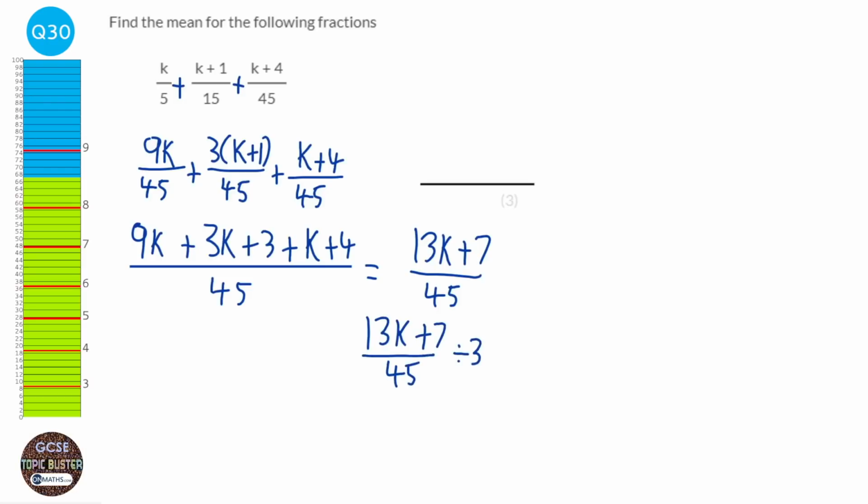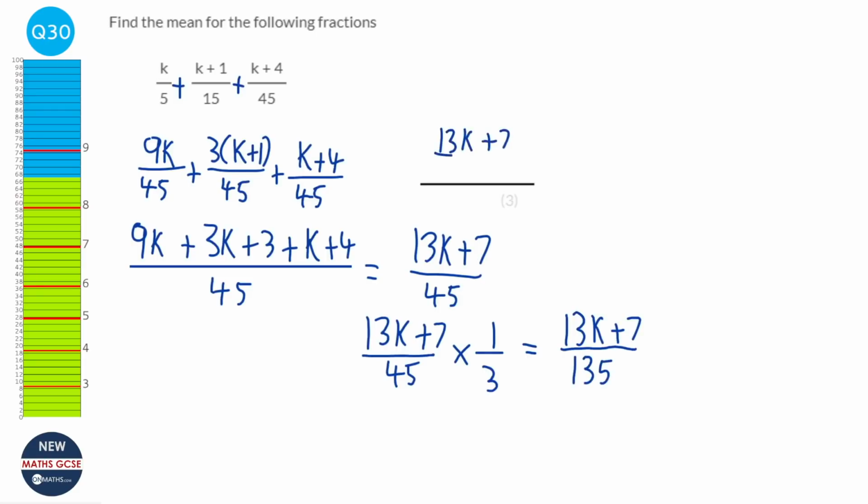But instead of writing divide by 3, we know KFC: keep, flip, change. If you have a division, you keep the first fraction, you change the divide into a times, and you flip the second fraction. So a different and easier way of writing that is times 1/3. So here we just keep the numerator the same because we're timesing it by 1. And then the bottom we just times by the 3, which would be 135. So our answer is 13k plus 7 over 135.